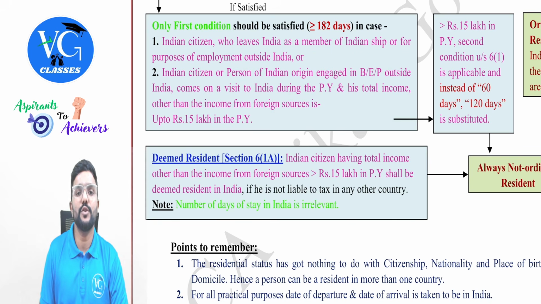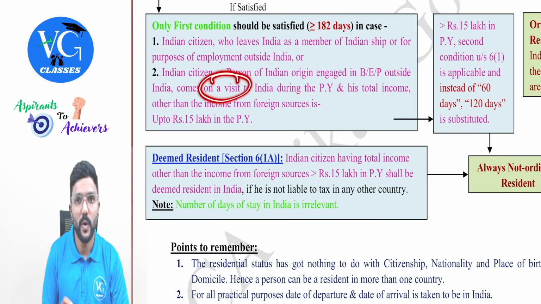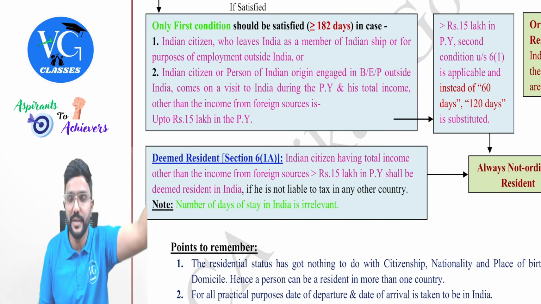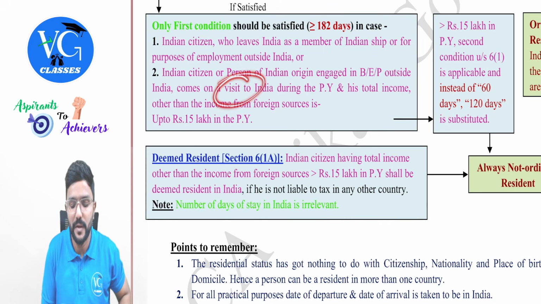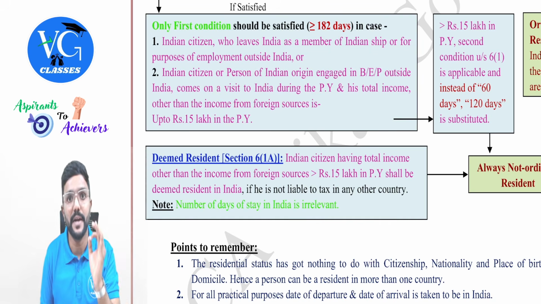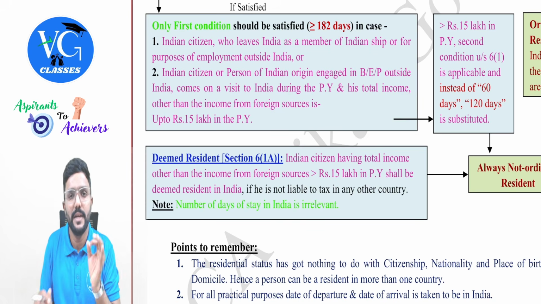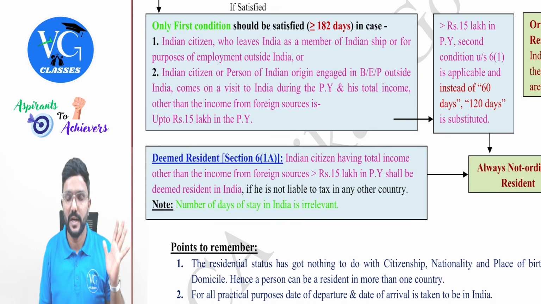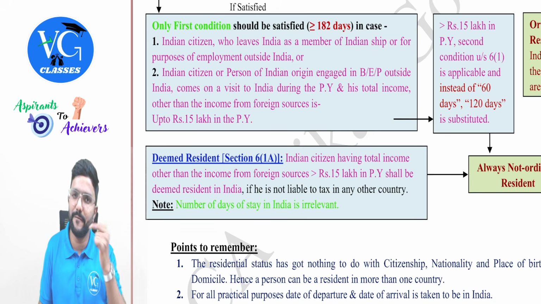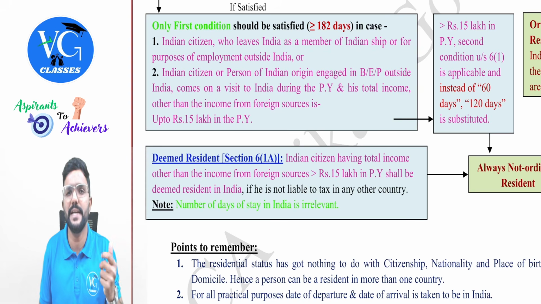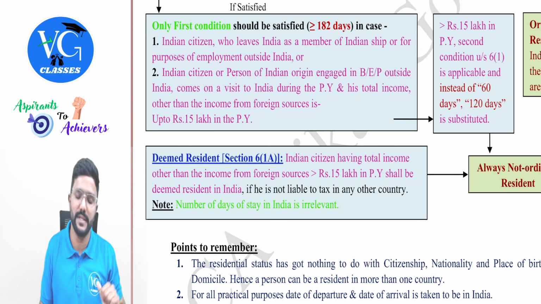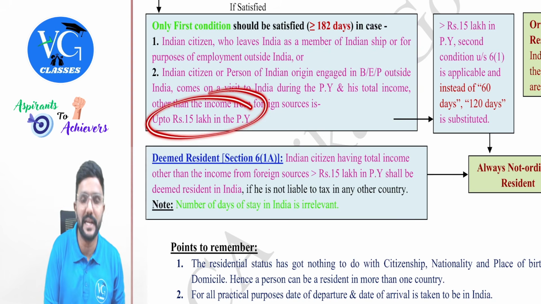Chalo, let me read the second point. Indian citizen or a person of Indian origin engaged in business, employment, profession outside India comes on a visit. Okay, they are already settled outside India. Now they are coming to India for a visit. When? During the previous year. And now the key point is total income other than the income from foreign source. In simple, income from Indian source. Clear? Total income other than the income from foreign source means, can I call it Indian income or income from Indian source? Yes, is up to 15 lakh.